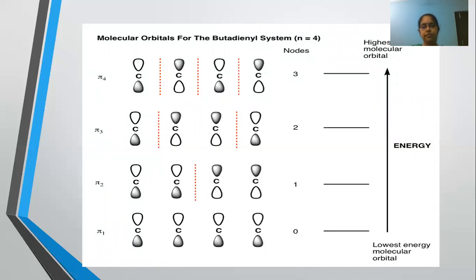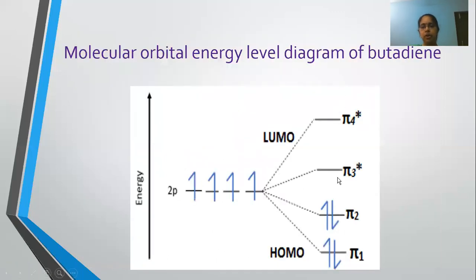Now, as there are 4 electrons in the 4 atomic orbitals of the 4 carbon atoms, these 4 electrons are to be distributed among the molecular orbitals of butadiene. So this is the molecular orbital energy level diagram of butadiene. As there is 1 electron in each p orbital of carbon in butadiene, there are 4 electrons to be arranged in the 4 molecular orbitals. Again, the filling takes place according to the Aufbau principle, Hund's rule, and Pauli's exclusion principle. As there are no degenerate orbitals here, Hund's rule is not applicable in this case.